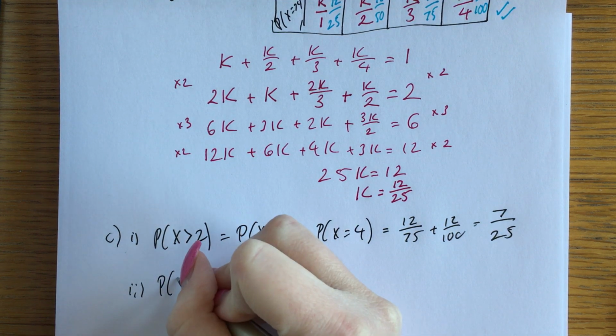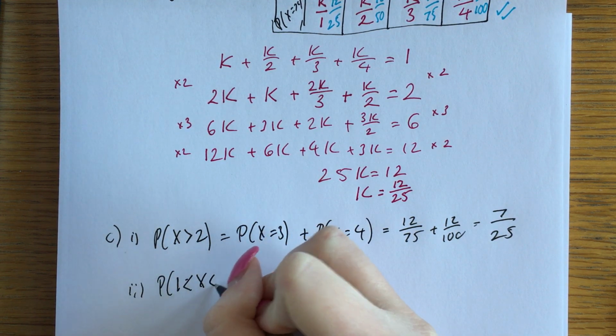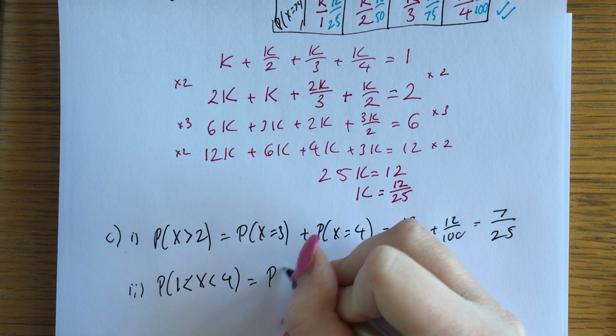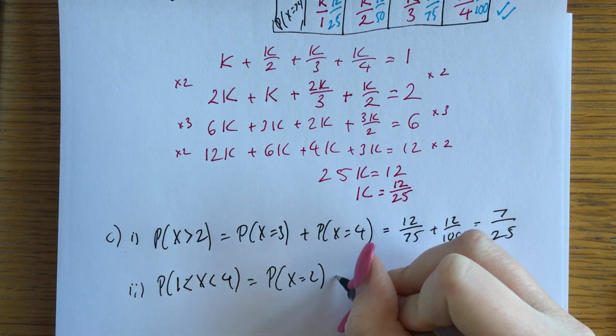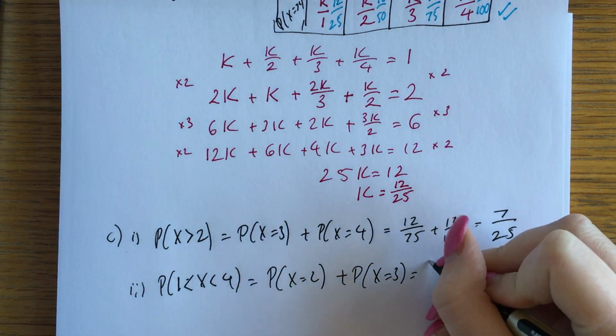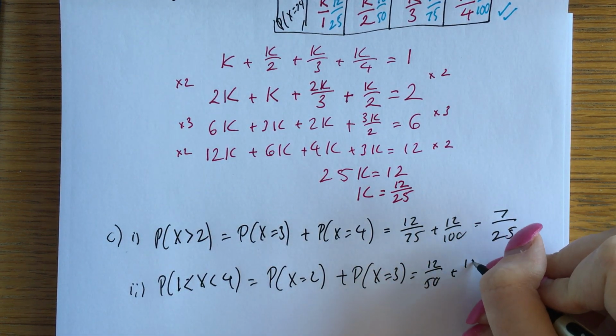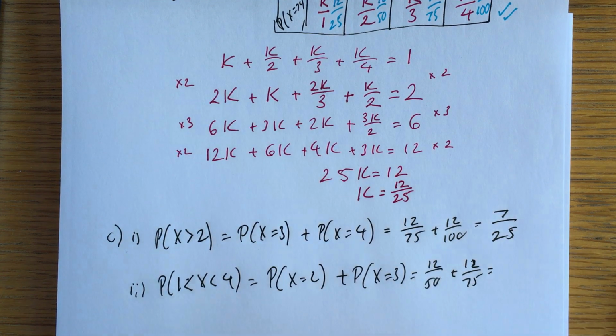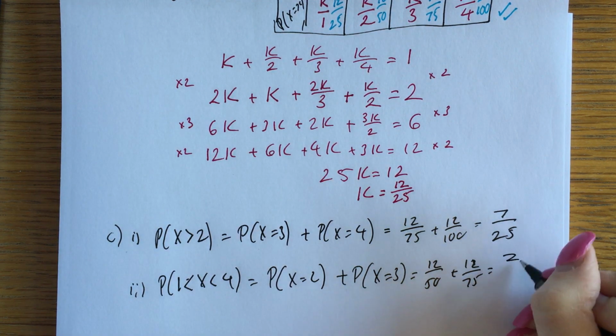Find the probability that x is between 1 and 4. Well, that's the probability that x is equal to 2 plus the probability that x is equal to 3. So 12 over 50 plus 12 over 75. That we'll do on a calculator. Which is 2/5.